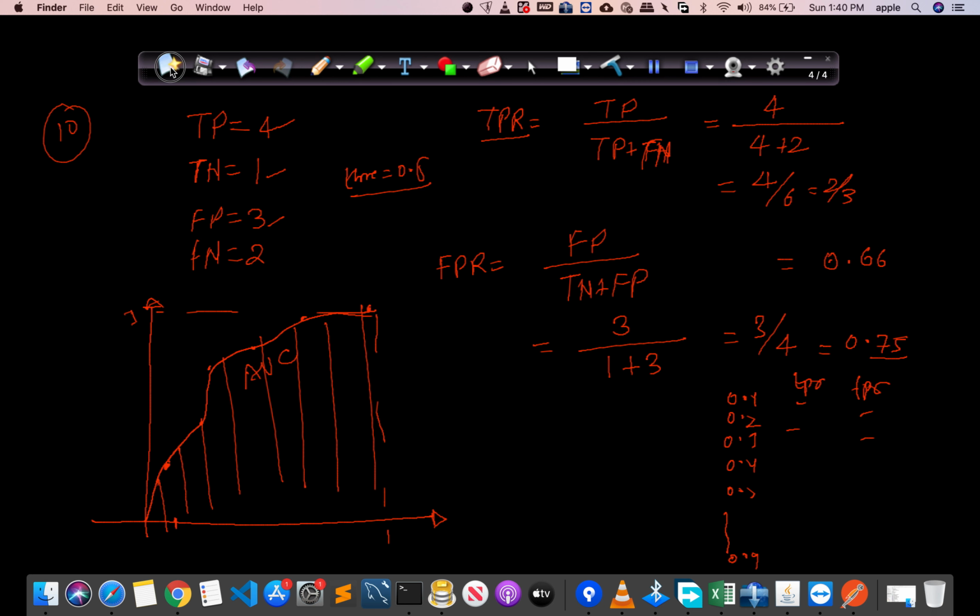So I will repeat it once more. What we do is, we have our data points. This is our actual label, and this is our predicted probability. This will be floating values.